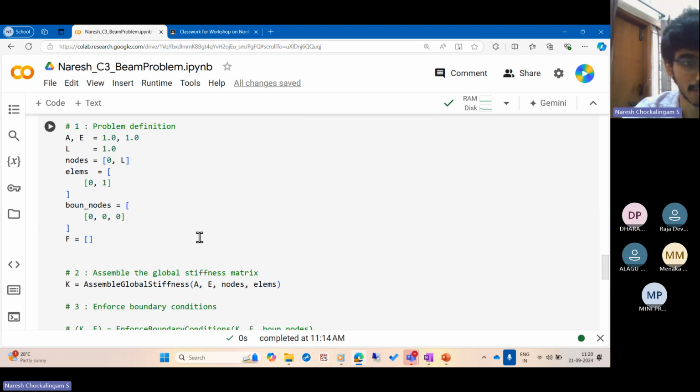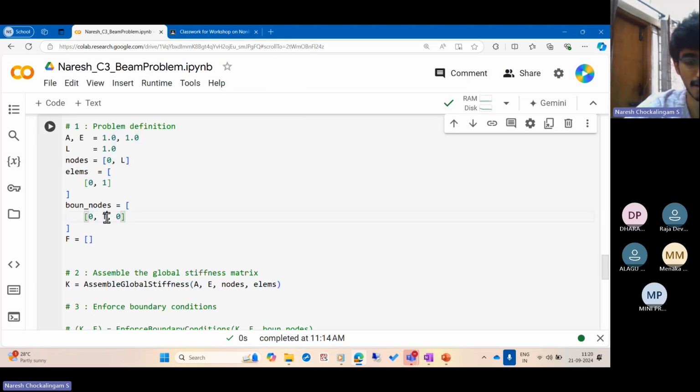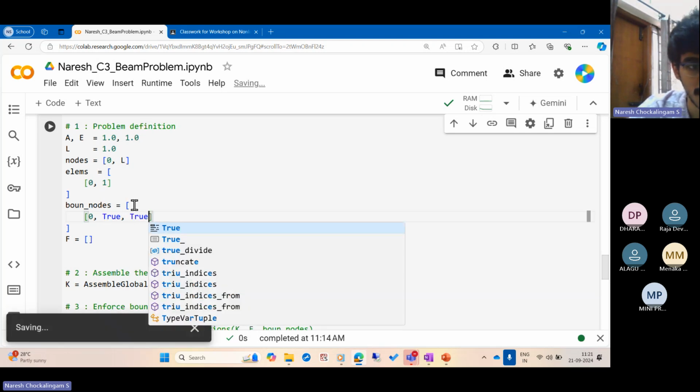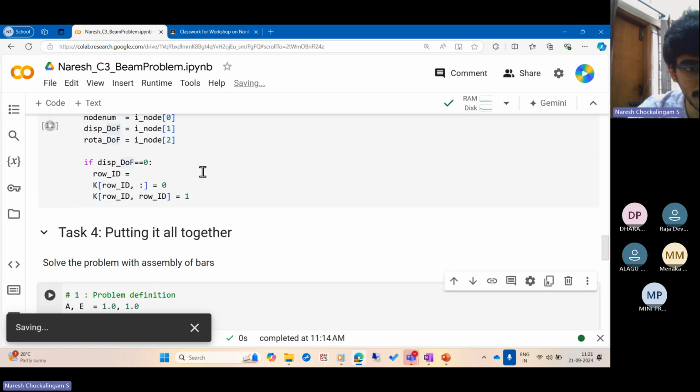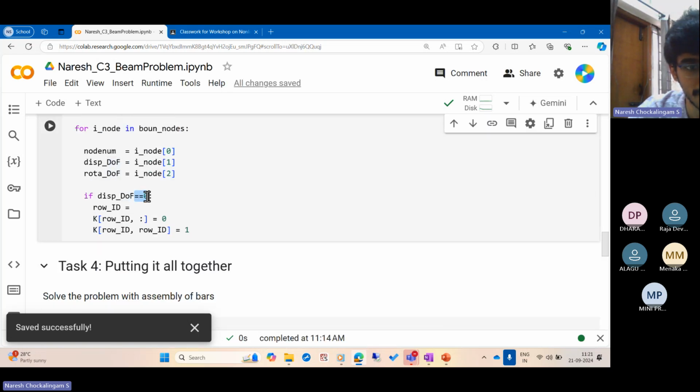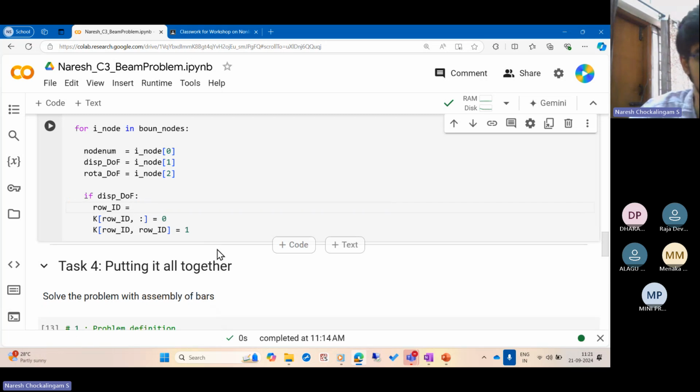In fact, let me do one thing. I'll make these two just true or false. So here, if it is restrained, it takes a value true, and if it is not restrained, it takes a value false. So if I just say if displacement degree of freedom is true, something has to happen. Now, my question is, what are the degrees of freedom corresponding to node number?